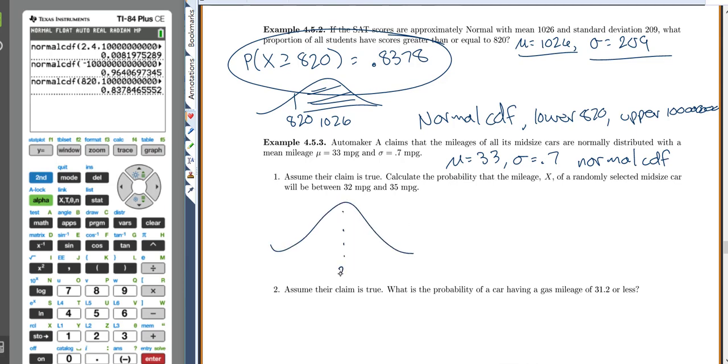Let's see, I'll draw my picture. We should be centered at our mean of 33. It looks like I'm looking for the probability that X is between 32 and 35. So here's my 32, here's my 35. We're looking for this area in between.